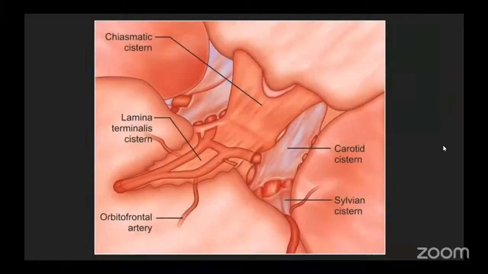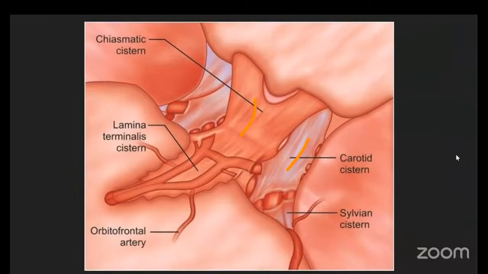Now you can clearly see the lateral position of the carotid cistern here and the chiasmatic cistern here. So if there's a lesion growing somewhere here on the superior lateral side, then it's going to get wrapped into this arachnoidal layer.